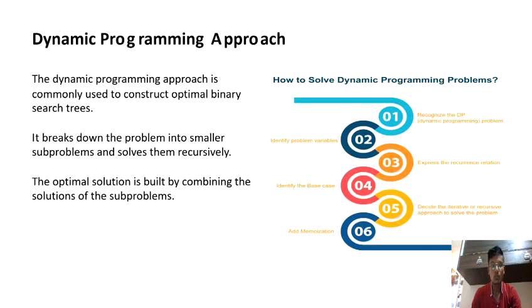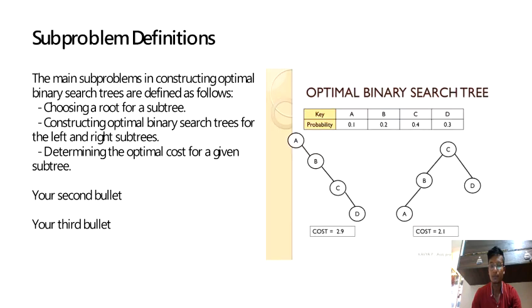Next one is the dynamic programming approach. The dynamic programming approach is commonly used to construct an optimal binary search tree. It breaks down the problem into smaller subproblems and solves them efficiently. The optimal solution is built by combining the solutions of the subproblems. You can see how to solve the dynamic programming problem step by step.